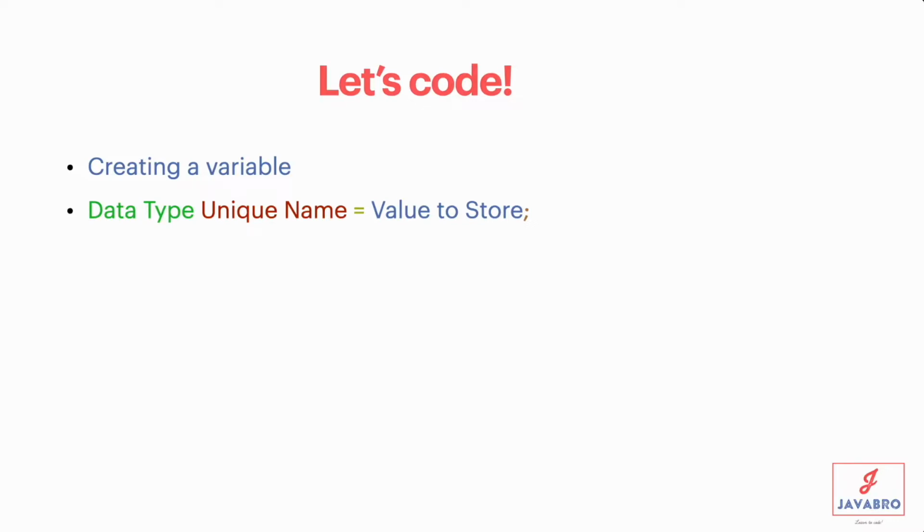If we were storing information about someone's age, the data type would be an integer, or a whole number. The unique name would be someone's age, for example, or person's age, and then we equal it to their age. And there we go. We've created our first variable, theoretically, but let's actually go into the code and create one together.